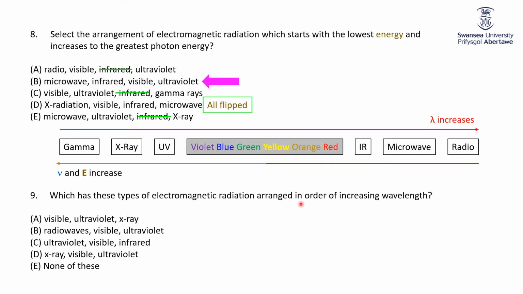Which of these types of radiation is in order of increasing wavelength? So we want increasing wavelength, and now we want to read from left to right. Visible, ultraviolet, X-ray: no, that one's flipped. Radio, visible, ultraviolet: again flipped. Ultraviolet, visible, infrared: oh, there we are, reading from left to right, so that looks pretty good. X-ray, visible, ultraviolet: X-ray, great, visible, yes, ultraviolet, out of order. But then we decided it can't be any of these, because we had C that went ultraviolet, visible, infrared. So that looks like the answer.